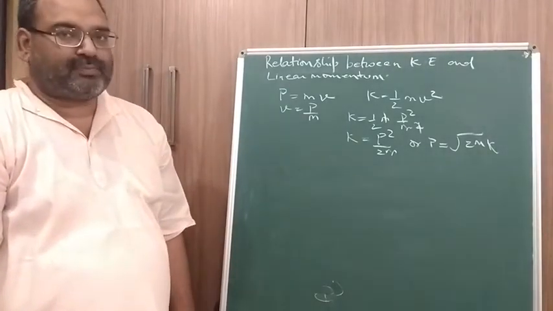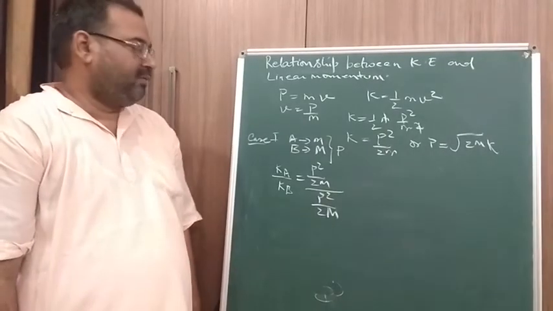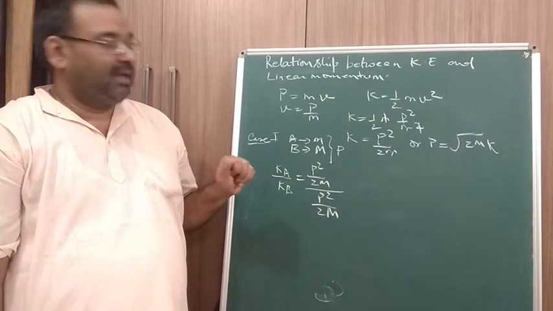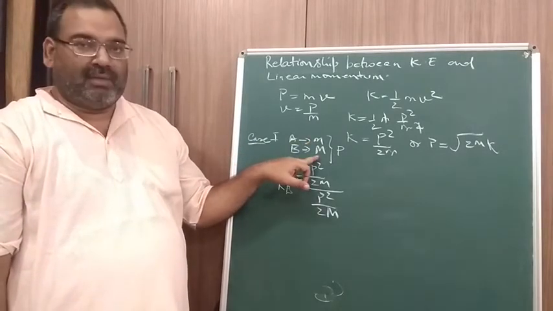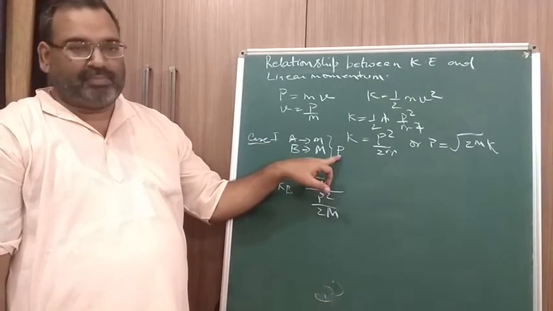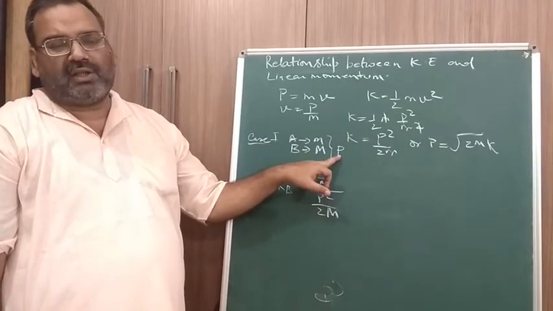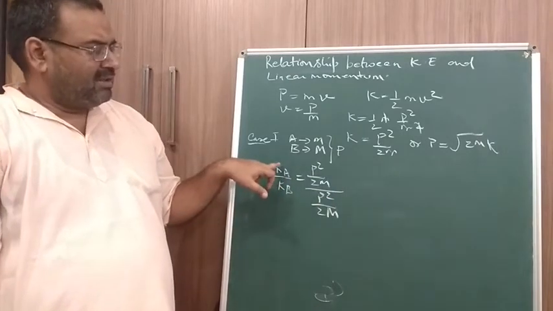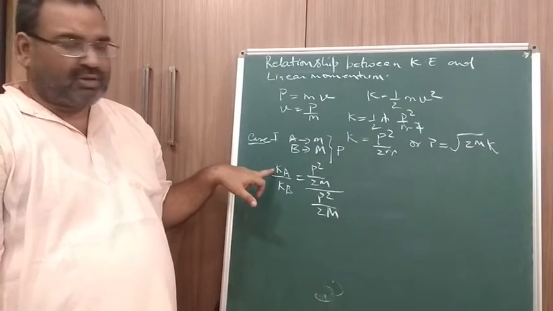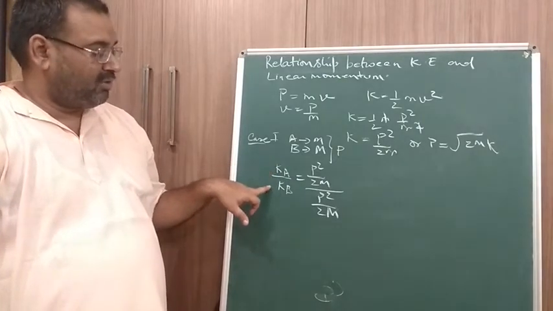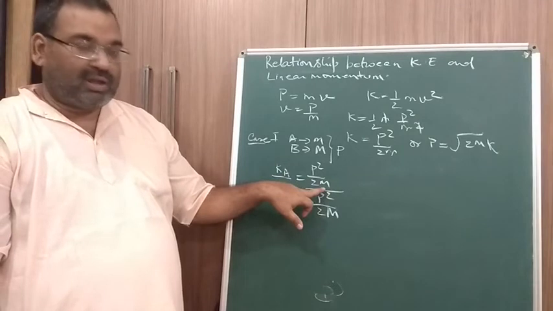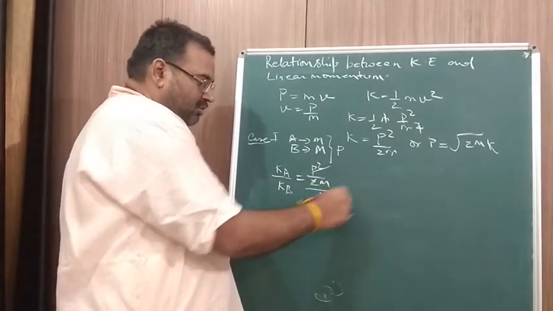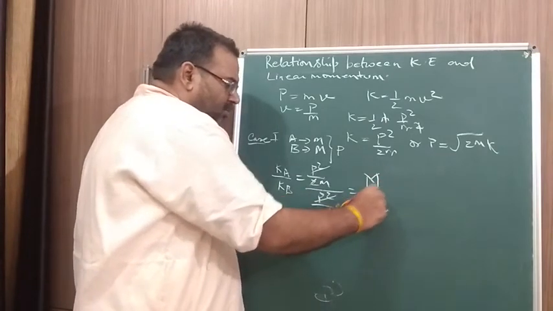Now we have two cases. Case number 1: let us have two bodies A and B having masses small m and capital M. These two bodies have got the same momentum P. We will find out the relationship between the kinetic energies of these two bodies. So the kinetic energy relation is P square upon 2m. We will find out the ratio of kinetic energy of A to kinetic energy of B: P square upon 2 into small m, upon P square upon 2 into capital M. So P square cancels out, 2 cancels out. It is equal to capital M upon small m.